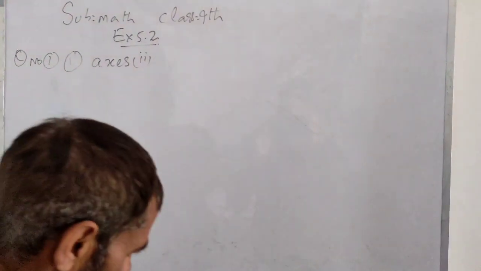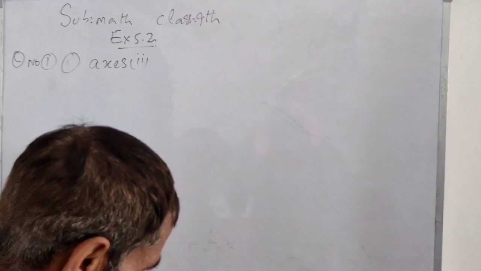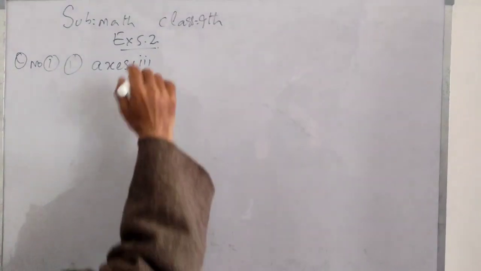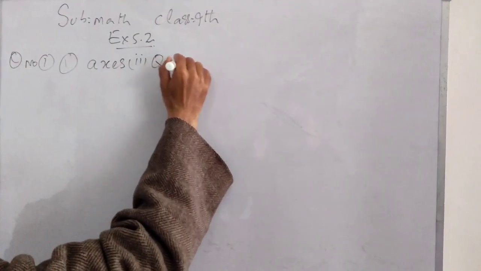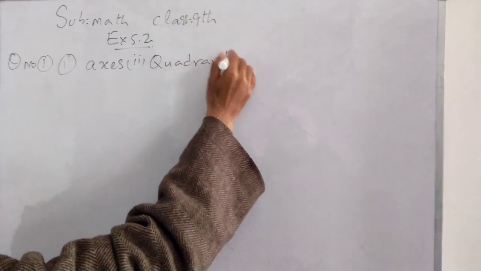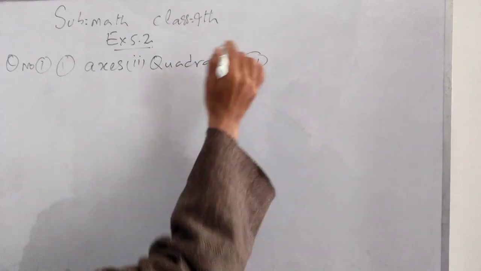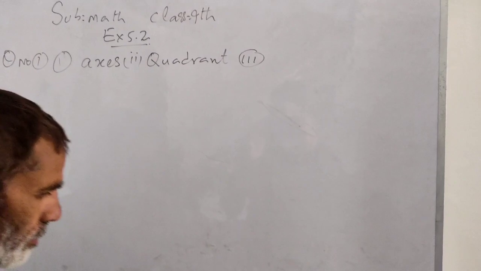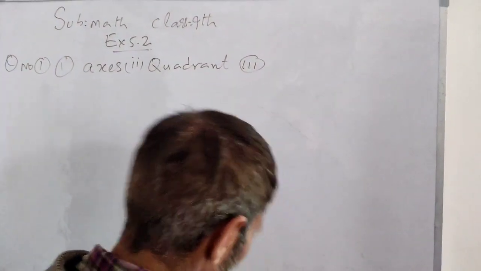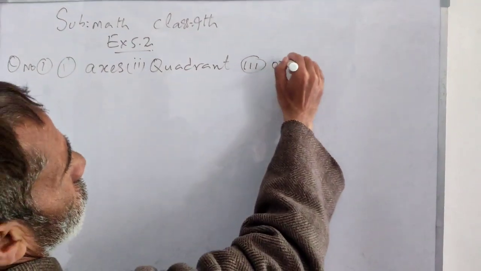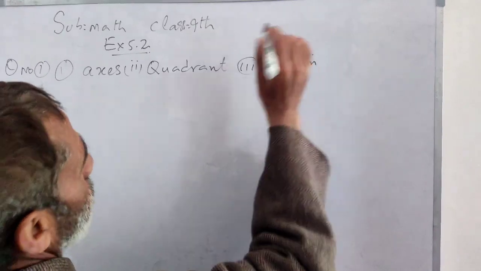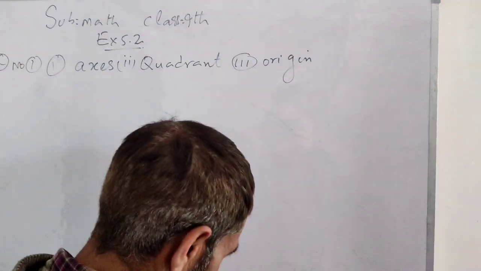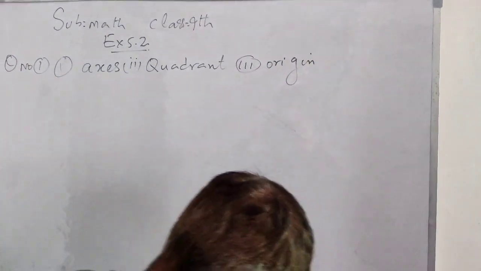And in second part, we have to name each part. Each part is called quadrant of the Cartesian plane. And in third part, the two lines meet at origin. This was question number first. After this, we will do question number second.